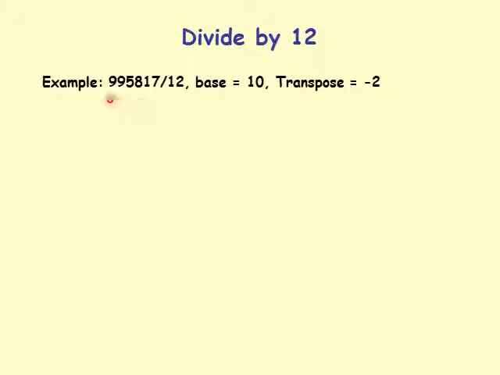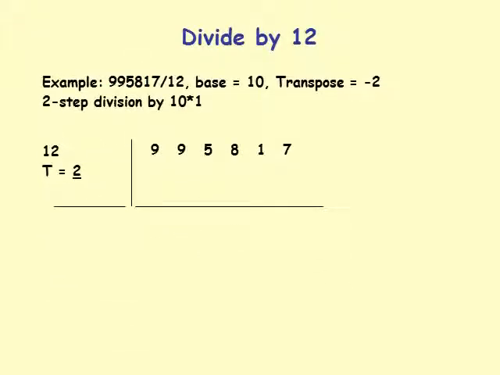Let's take an example of division by 12, where the dividend is 995,817 divided by 12. The base number is 10. The transpose is minus 2. I usually take larger dividend numbers to see if there are any issues involved in division. Most of the time, you probably won't have to divide dividends of more than 4 digits. Two-step division is 10 times 1, first by 10, then by 1.